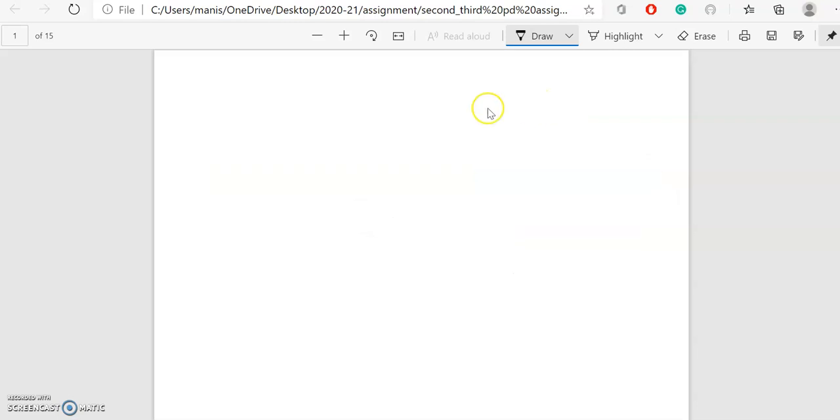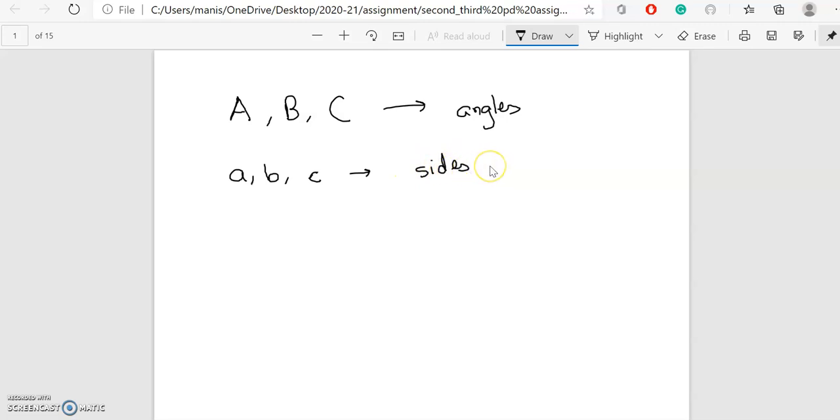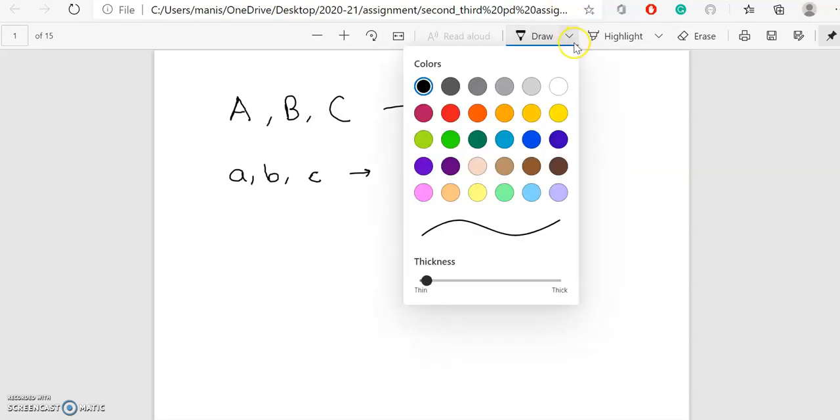Now I want you all to learn a new concept. Whenever you see uppercase letters A, B, and C, these denote angles. Wherever you see lowercase a, lowercase b, lowercase c, these are used to represent the sides of a triangle. You should make some notes as I'm writing over here.